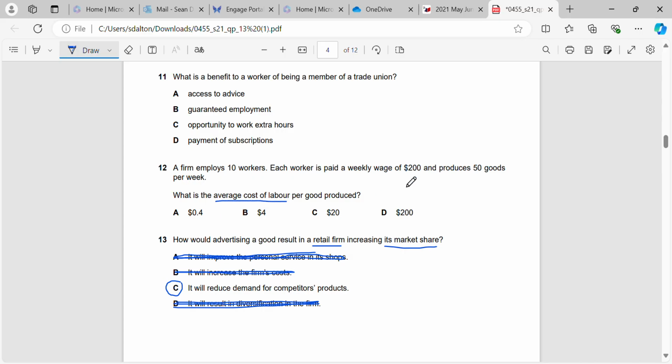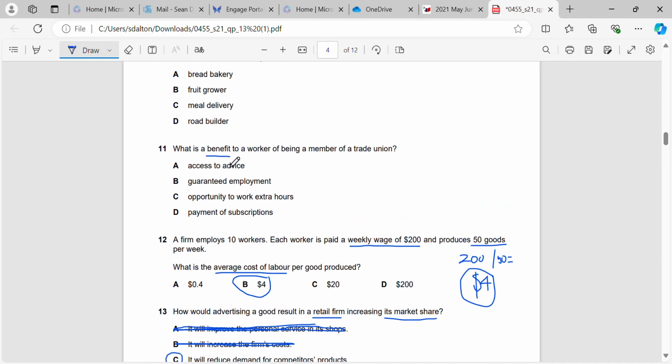So this is very simple. Our average cost of labor is what it costs us to pay them divided by how much they're making. So if we divide 200, which is how much we pay them per week, by the amount of goods and services that each worker is making, which is 50, we should get $4. So that's our average cost of labor. The average cost per person, per good that they make.